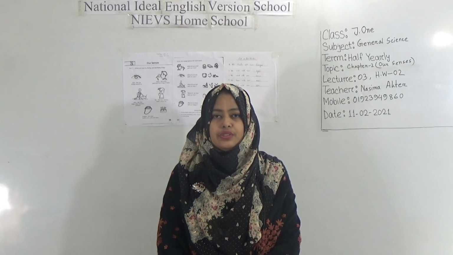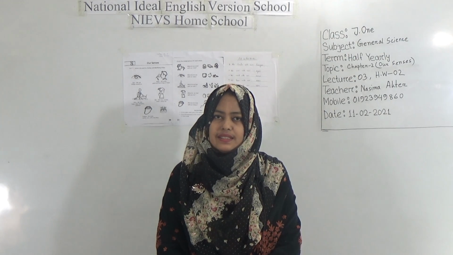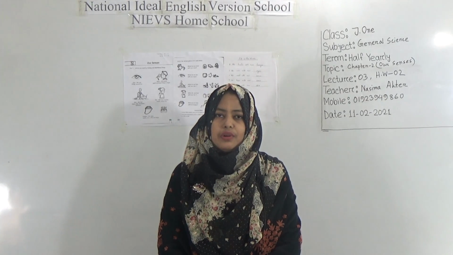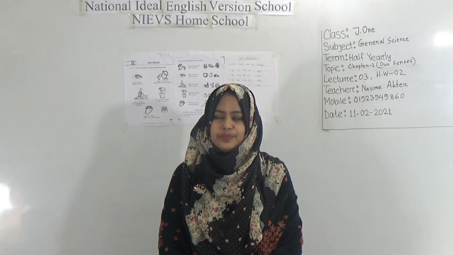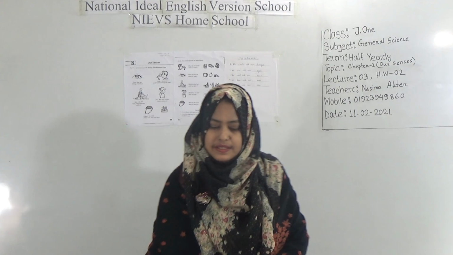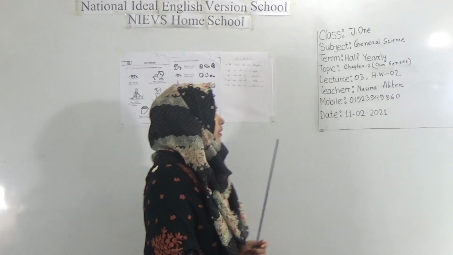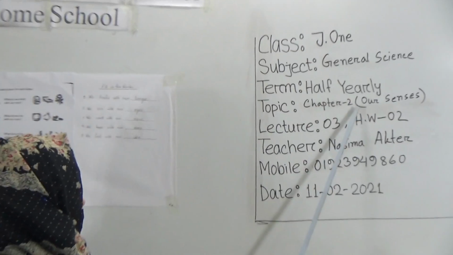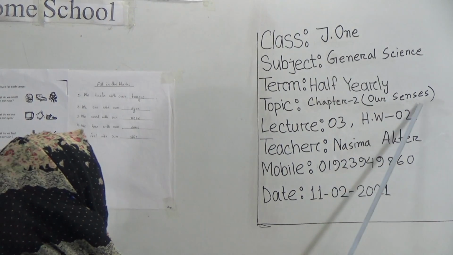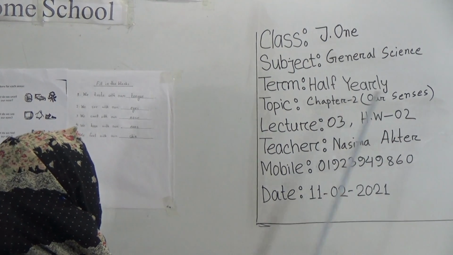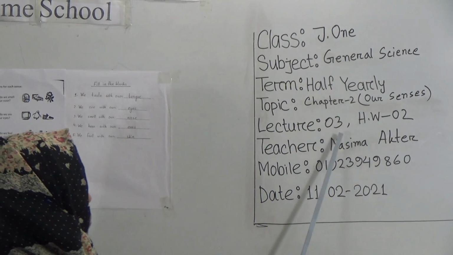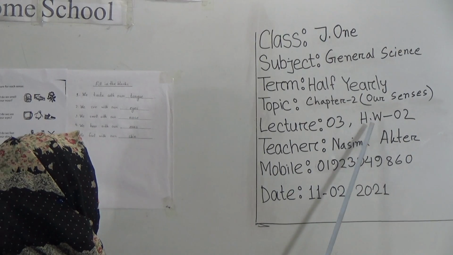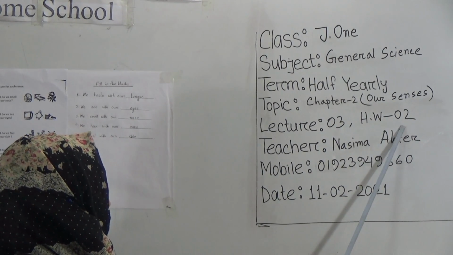Dear students, today I am going to take a general science class for Junior 1 students. Our today's topic is chapter 2, and the name of this chapter is our senses. This is lecture number 3, and I will give you SW. Our today's SW will be number 2 SW.